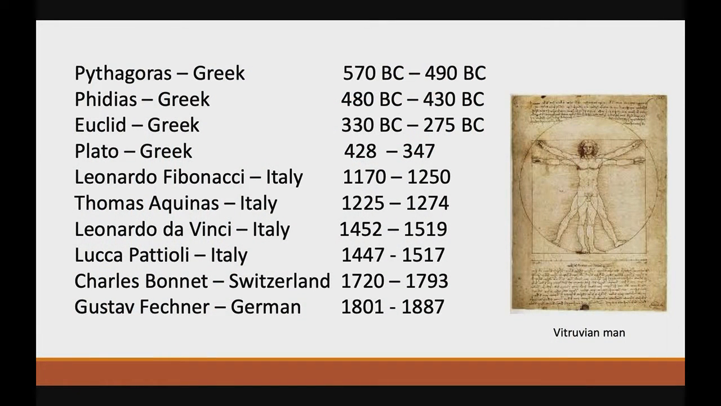Many mathematicians studied this sequence. You see the list, from before the birth of Christ until near our days, many mathematicians studied this sequence. And Leonardo da Vinci drew a famous drawing using the golden ratio. This picture is a drawing by Leonardo da Vinci. It's the Vitruvian Man. He used the golden ratio. It's a perfect man there.